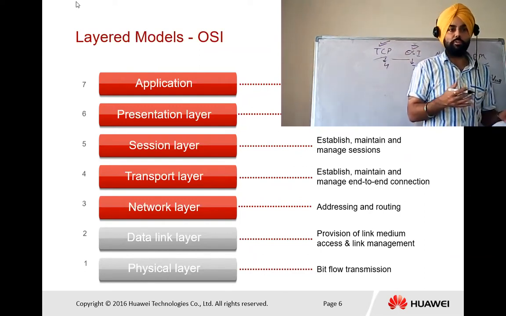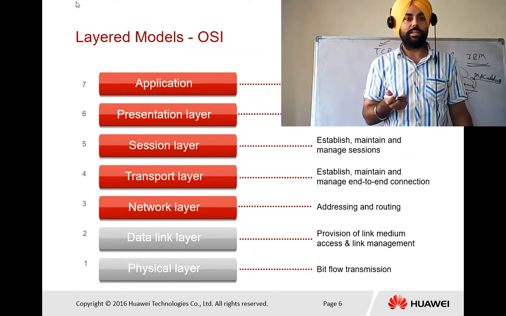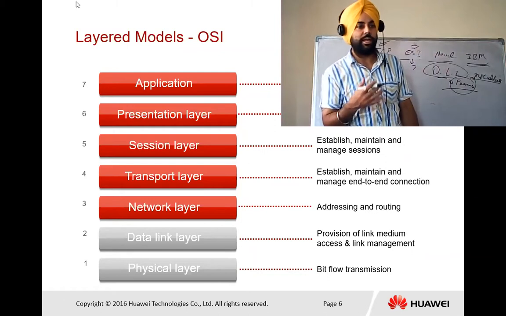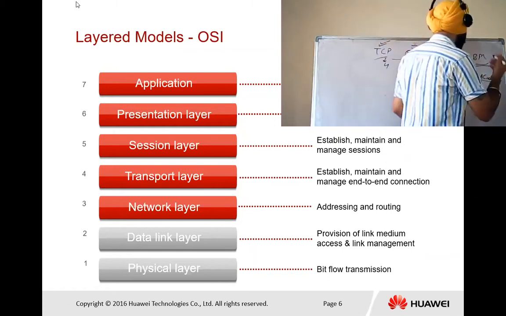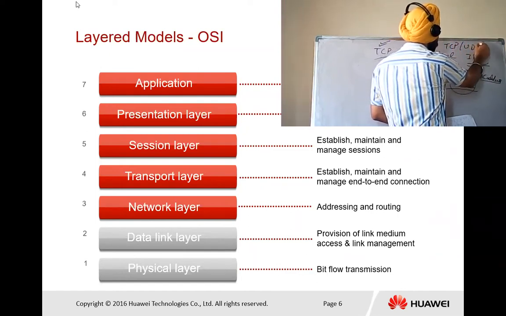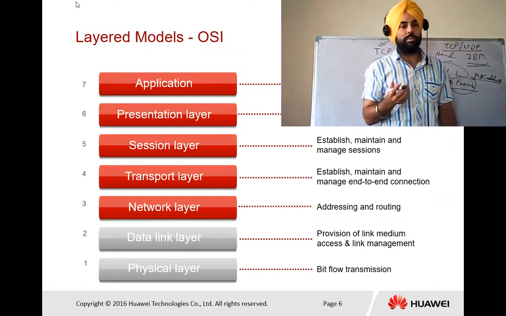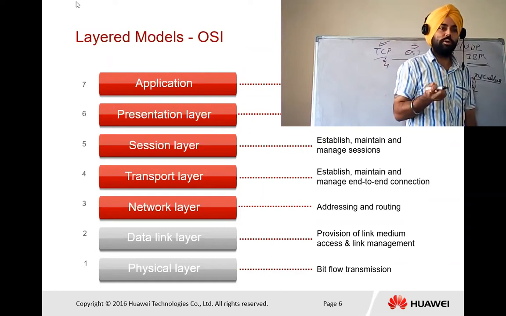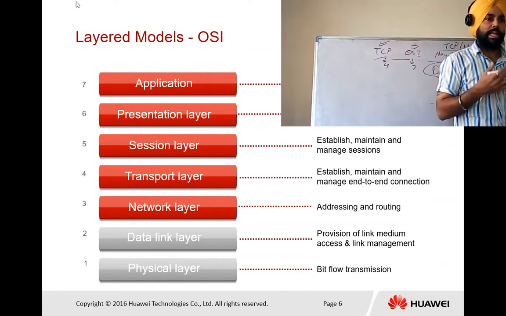After that, we have the fourth layer, that is the transport layer. The transport layer maintains and manages the end-to-end communication. That means we have to use one protocol, whether TCP or UDP. UDP stands for User Datagram Protocol, and TCP stands for Transmission Control Protocol.